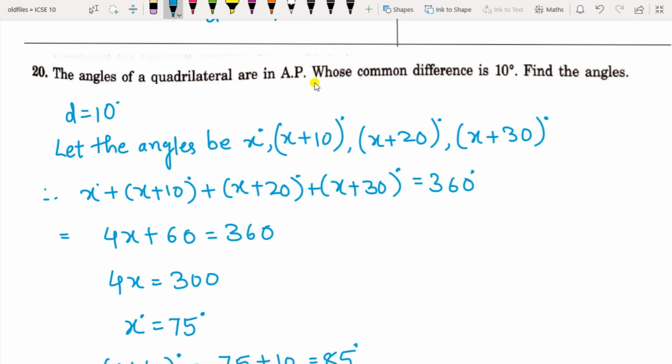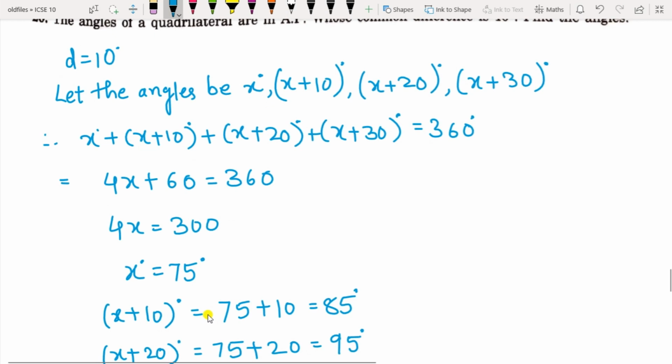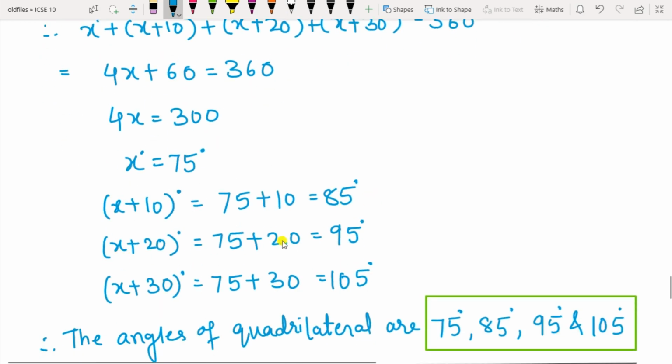The angles of a quadrilateral are in AP whose common difference is 10. Find the angles. So the difference is given as 10. You have to find the angles of the quadrilateral. So let angle 1 be x, angle 2 be x plus 10, angle 3 be x plus 20, and angle 4 be x plus 30. Now we know the sum of the angles of a quadrilateral is 360. So add all these, equal to 360. Solve for x, you get the value of x as 75, and then find the values of the other angles: x plus 10 is 85, x plus 20 is 95, and x plus 30 is 105.